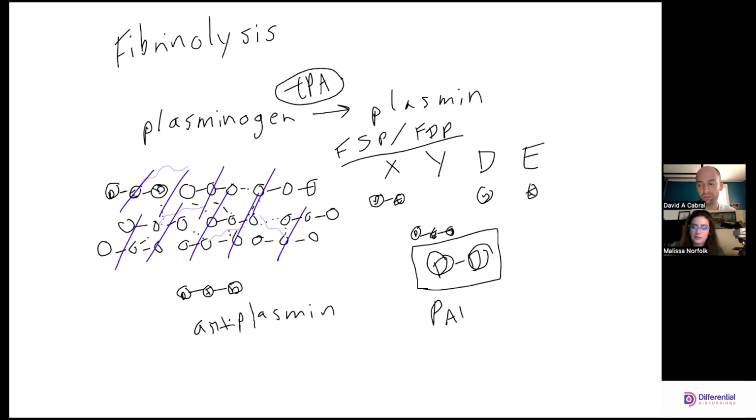Cool. So for this one, we'll just end with normal. And then future ones, we'll start hitting on different disease processes and, of course, further laboratory testing.